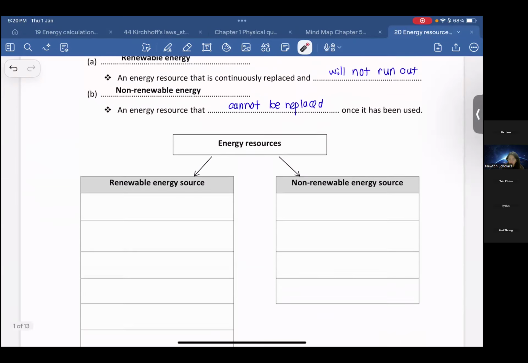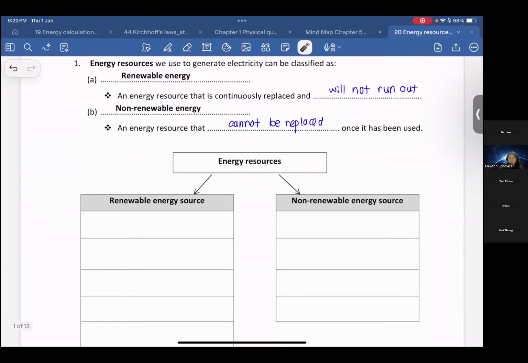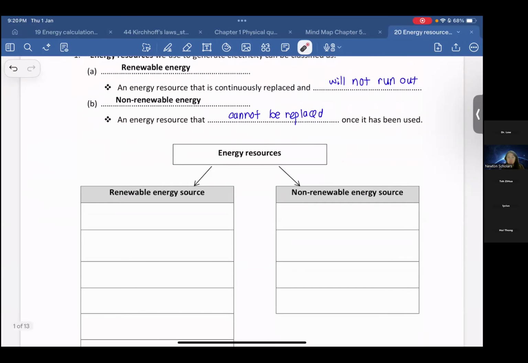Okay, energy resources. We have two types. Renewable, able to renew. That means that we can continue to use and use and use. For example, water. It will not run out. Non-renewable means that after we use it, no more already. For example, we burn the natural gas. After we burn it, it disappears already. Cannot be replaced. So that is non-renewable.